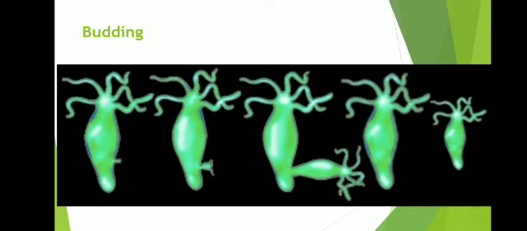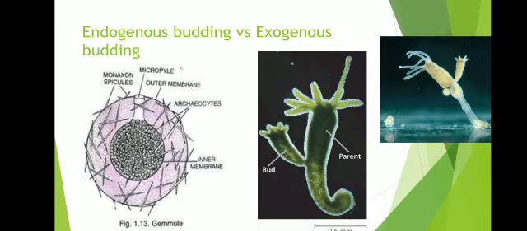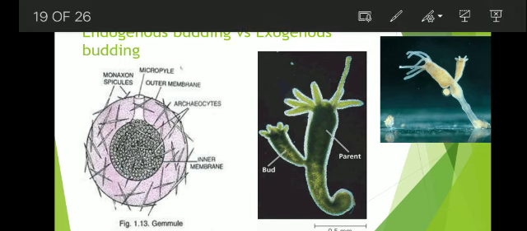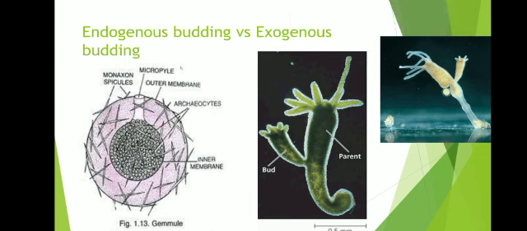There are two types of budding: endogenous budding and exogenous budding. Endogenous budding means the bud develops inside the body. It is found in Noctiluca, and also in sponges. This structure we call a gemmule. You can see the structure present in sponges.